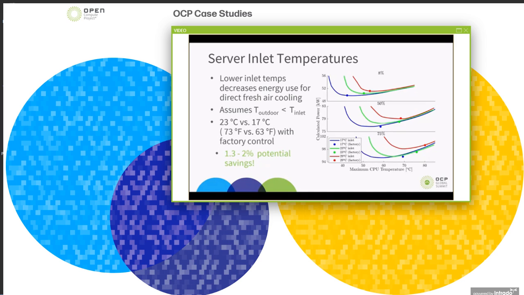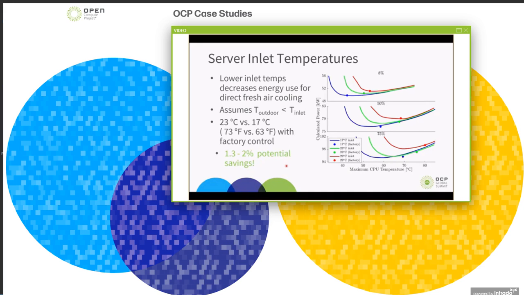And when comparing the green, which is 23 degrees, to the blue, which is 17 degrees, if you look at the factory control where the dots are, we were seeing a potential savings of 1.3 to 2%. An important assumption here is that we're assuming the temperature outdoors is cooler than the inlet temperature to the servers, meaning that the cooling units can just ventilate and mix the air.